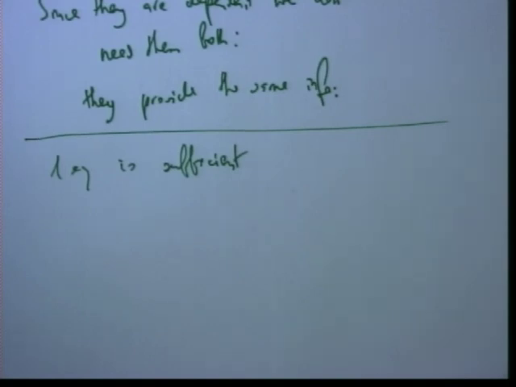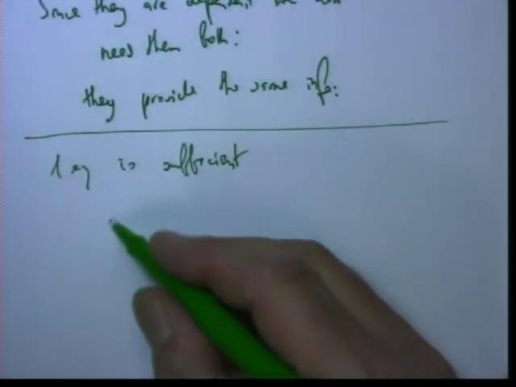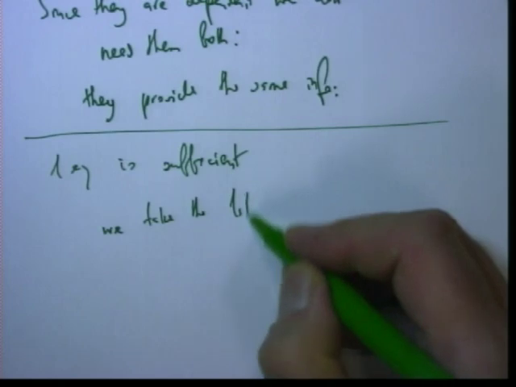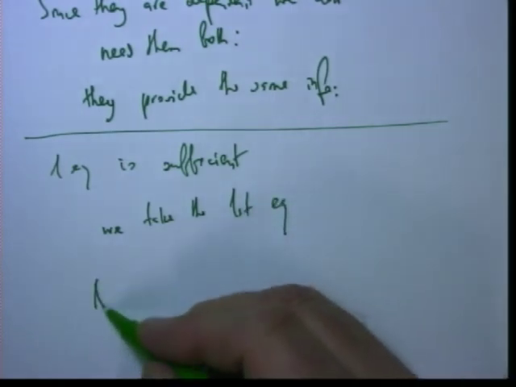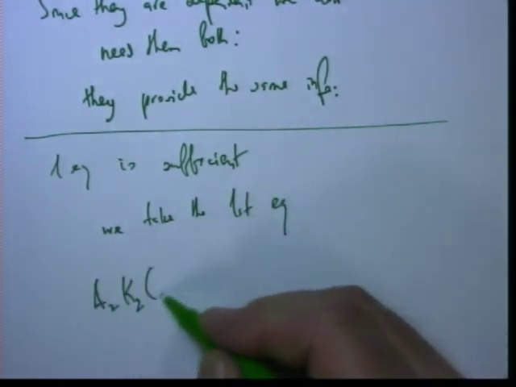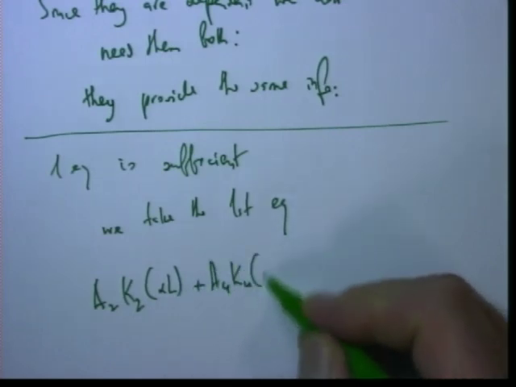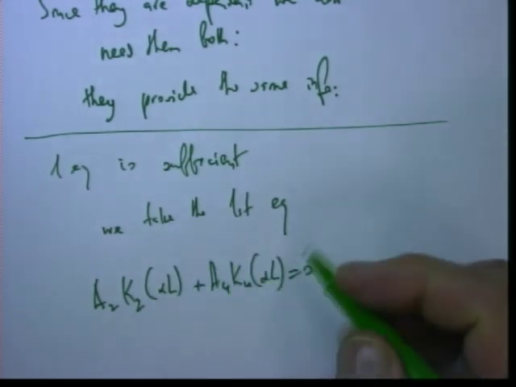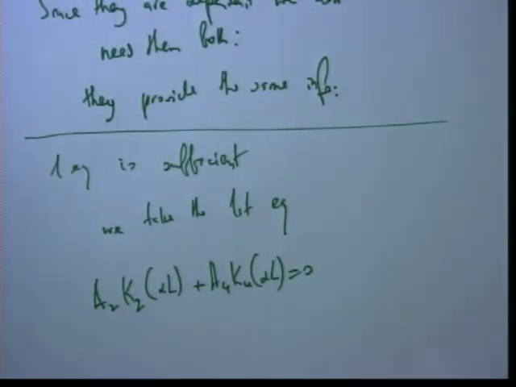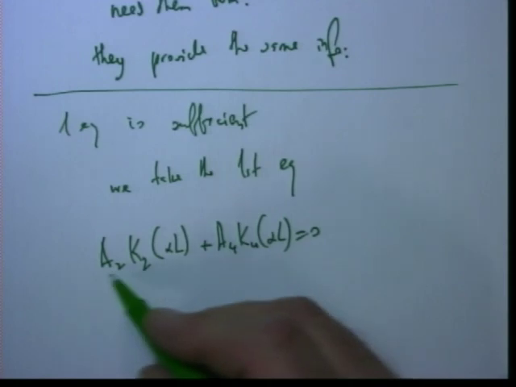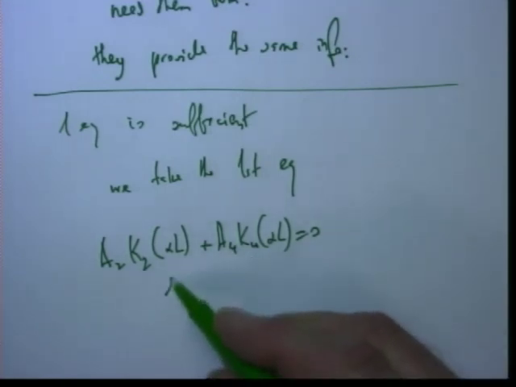Therefore, I will take the first equation, which is A2 K2 alpha L plus A4 K4 alpha L equals 0. So from here, we can get, look please, now we have just one equation with two unknowns.